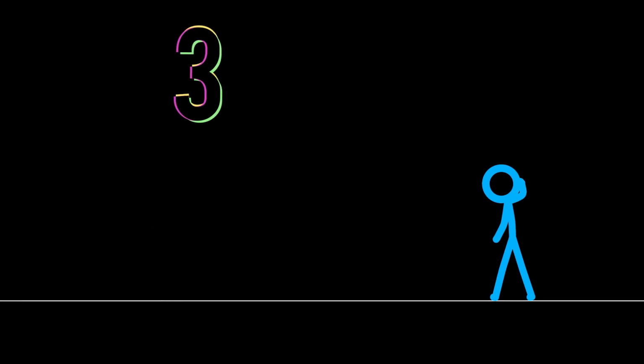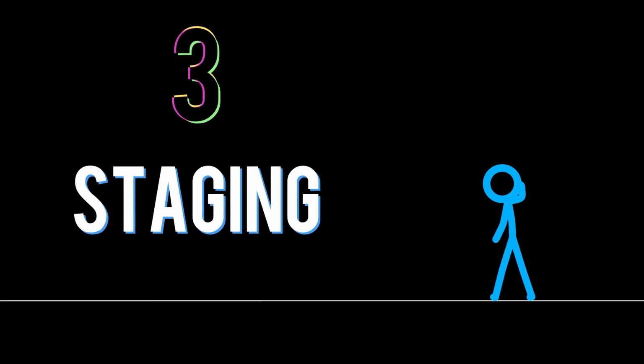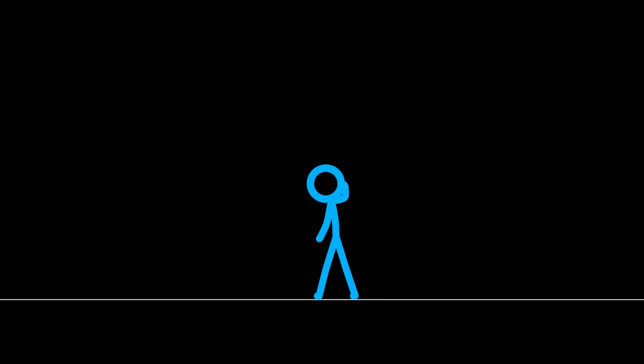Here we go with Principle 3, staging. This one's all about making sure your audience knows exactly what's going on at all times. Take a look at Nova. He's right in the center, and his background's simple. Your eyes naturally go straight to him.